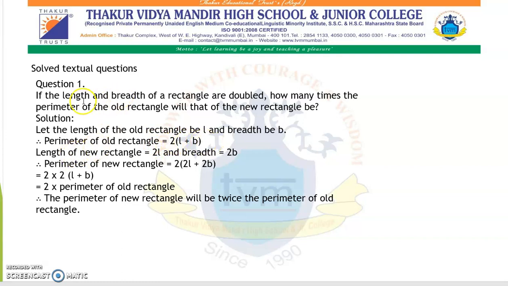Now, they are telling that length and breadth are doubled. So, let the length of new rectangle equal to 2L and breadth equal to 2B. Therefore, perimeter of new rectangle equal to 2 into, length becomes 2L, breadth becomes 2B. So, we substitute the values. Take out 2 common. 2 into 2 into L plus B equal to 2 into perimeter of old rectangle. Therefore, perimeter of new rectangle will be twice the perimeter of old rectangle.